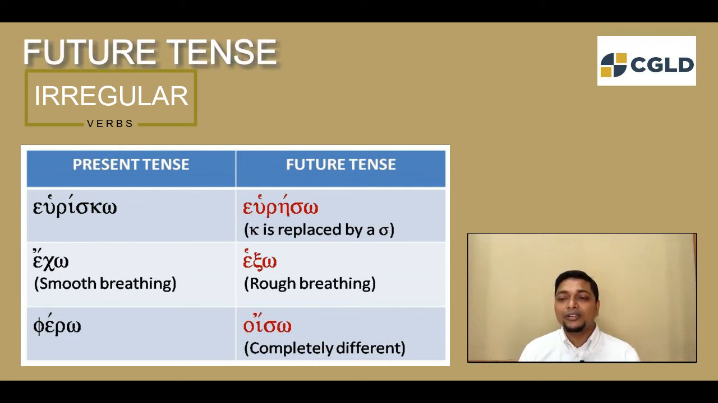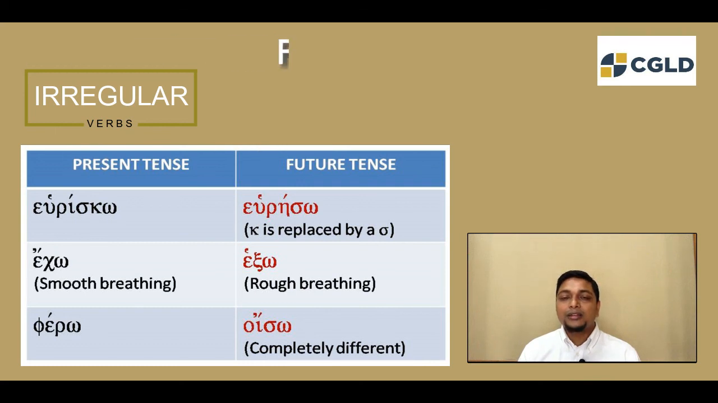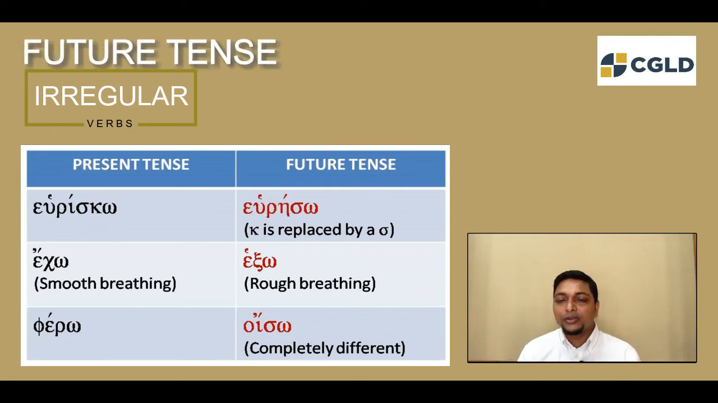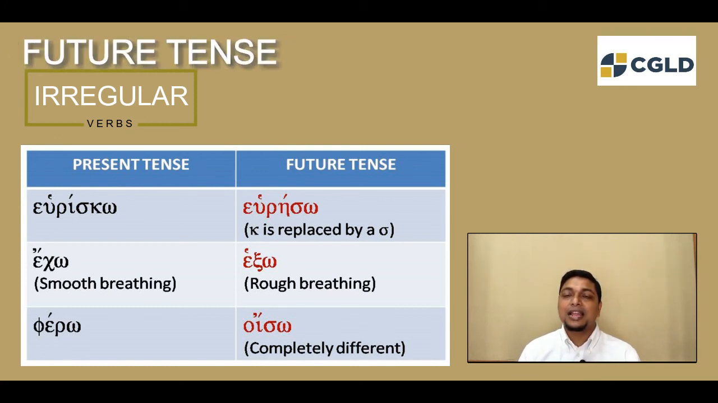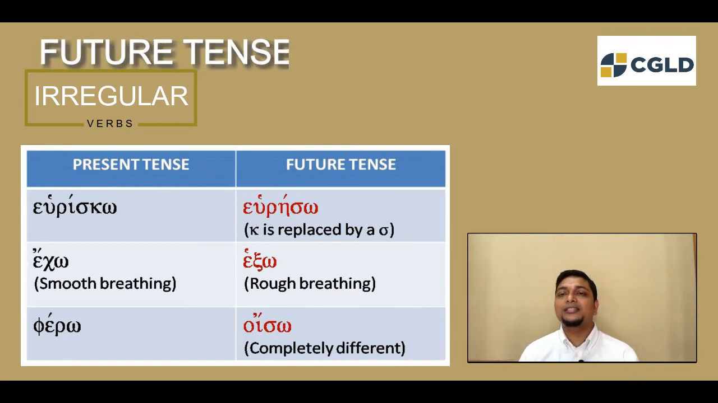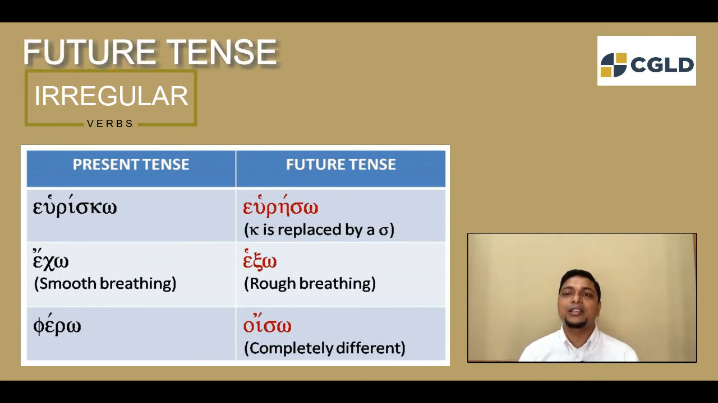Heurisko in its future form will look like heureso. So you see the iota is replaced by an eta. The kappa is removed in the future tense. And this verb is not following any rule or any pattern whatsoever.